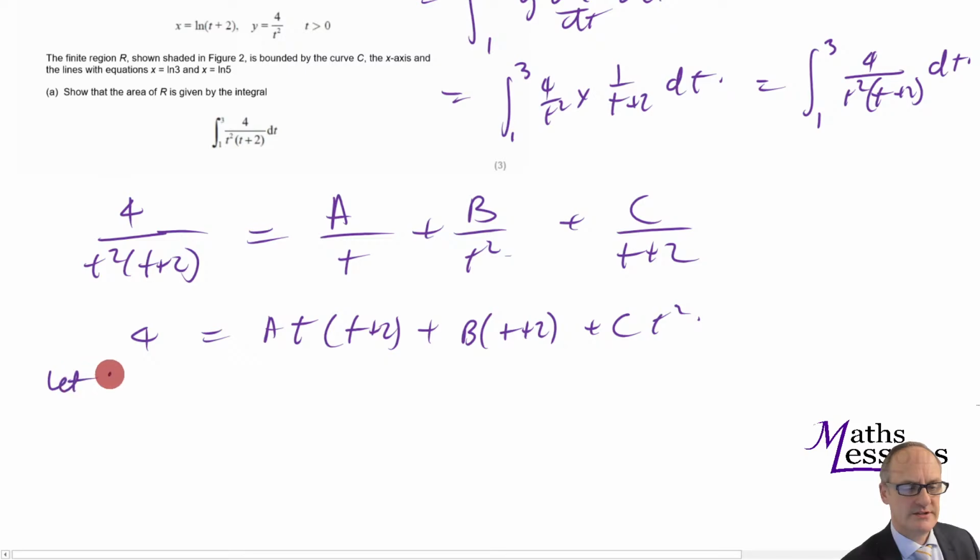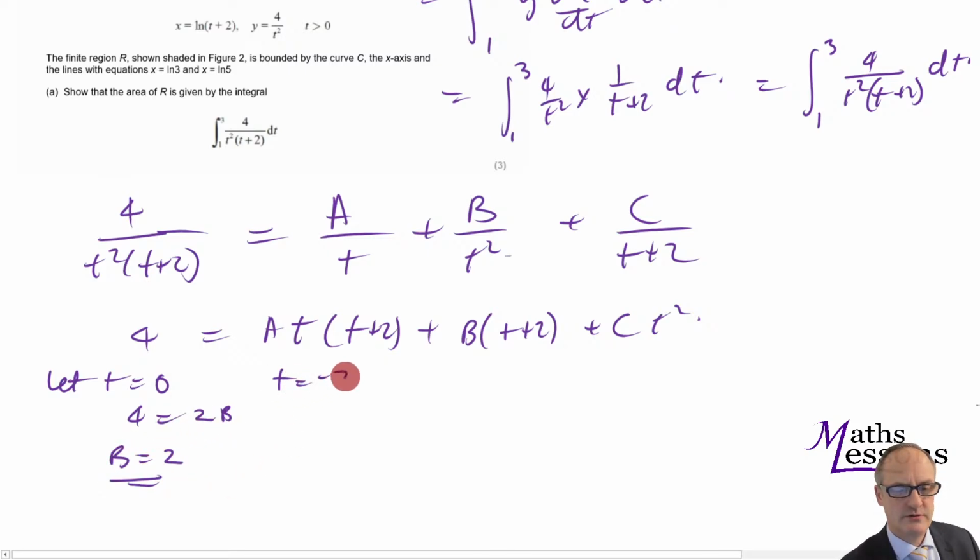So if we let t equal to 0 first, let's do the easy one first. So we get 4, that's going to be equal to 0. This is going to be equal to 0. So this will come out as 2b. This is 0 because you've got 0 times 2 gives you 0. And you've got 0 squared times c gives you 0. So b will equal to 2.